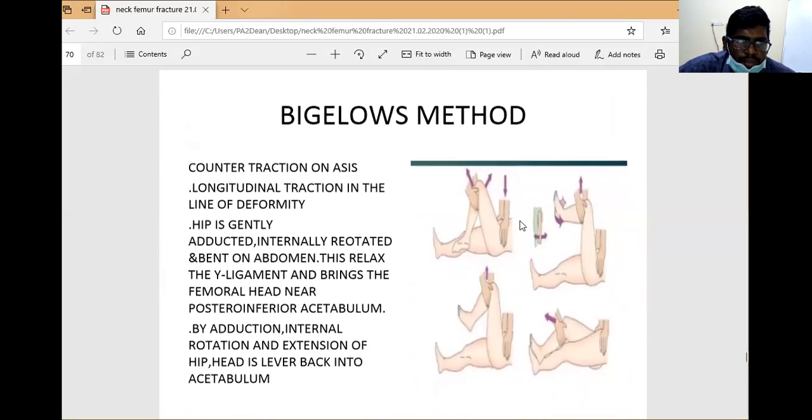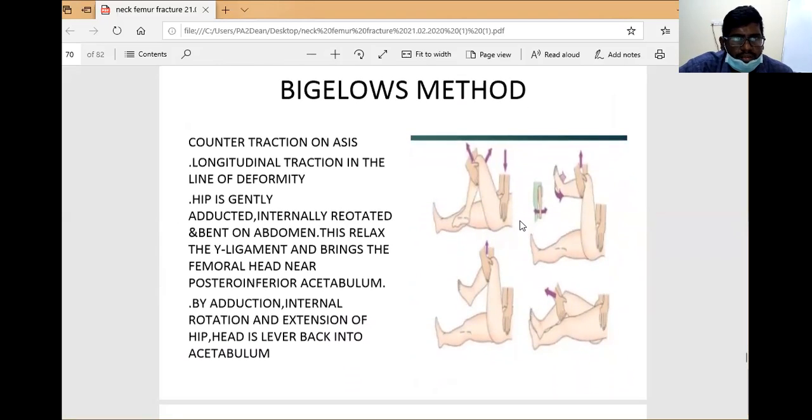Another one is Bigelow's method. The patient is supine, lying on the floor, with counter traction on the anterosuperior iliac spine and traction along the line of the deformity. The hip is gently adducted, internally rotated, and bent on the abdomen, which relaxes the Y ligament. This brings the femoral head near the posterior inferior acetabulum. Then by adduction and internal rotation, the head is levered back, and then the hip is extended.